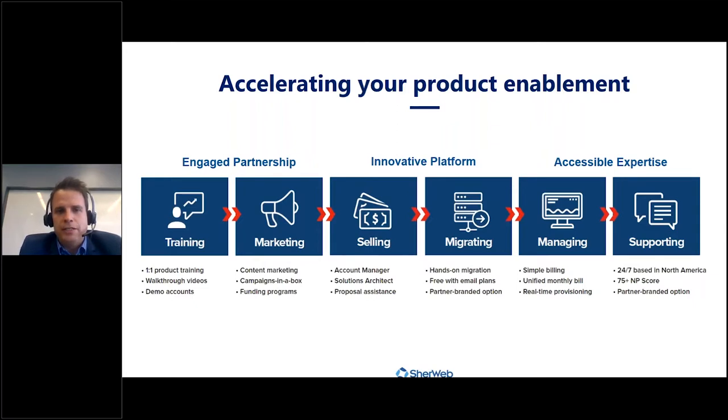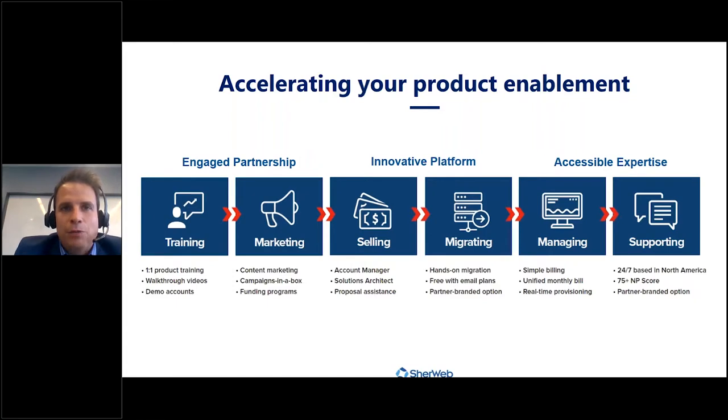So the next motion is in your innovative platform, which is, well, you transition before the platform to the selling aspect of things. No, I think there's a little bit of a mix up here. Innovative platform should be on the right, accessible expertise in the middle. The selling aspect of the business relationship is key at SureWeb.